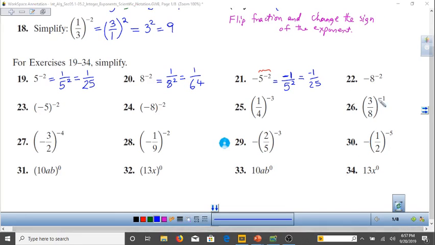Let me illustrate that here again. This is the same as negative 1 times 8 to the negative 2. That's negative 1 over 8 squared. And that is equal to negative 1 over 64.